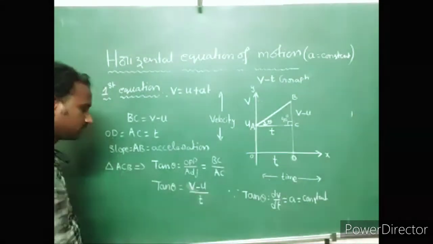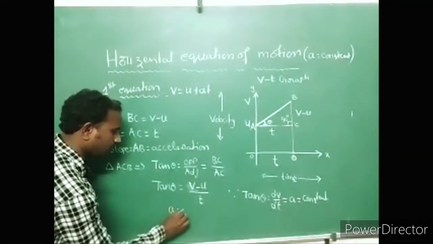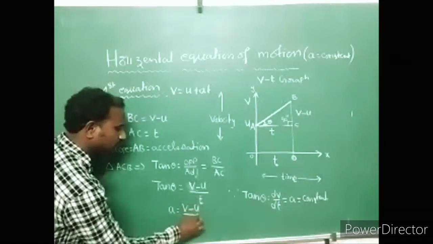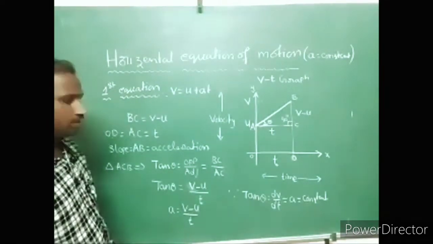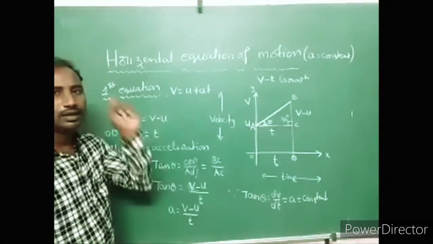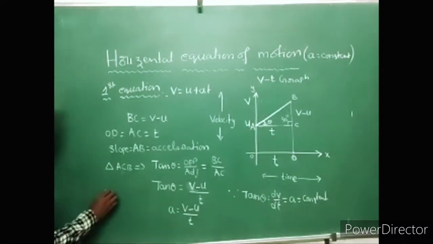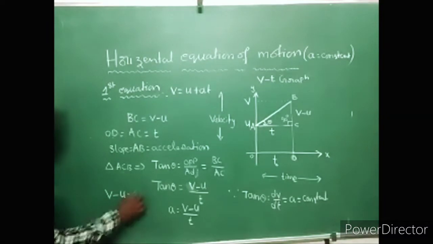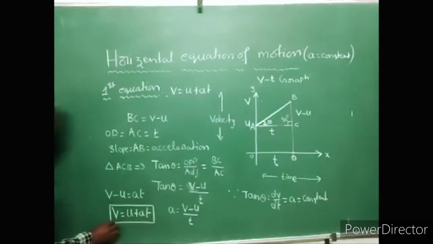Okay, now substitute that value. So tan theta equal to A. A equal to V minus U divided by T. Now we have to simplify this equation to get the first equation. Cross multiplication we can apply here: V minus U equal to AT. V equal to U plus AT.